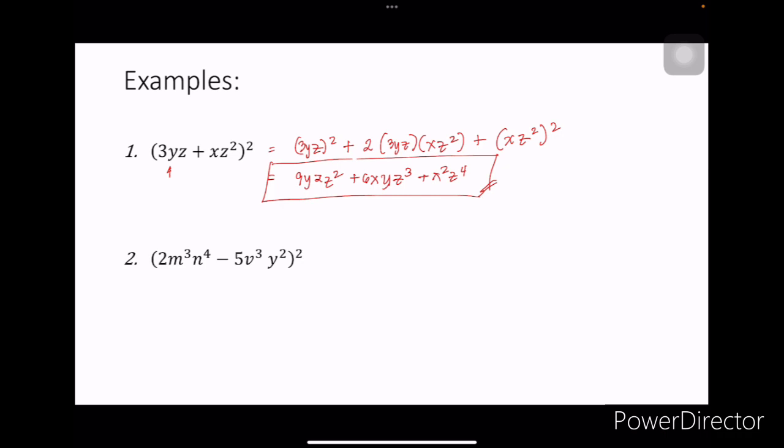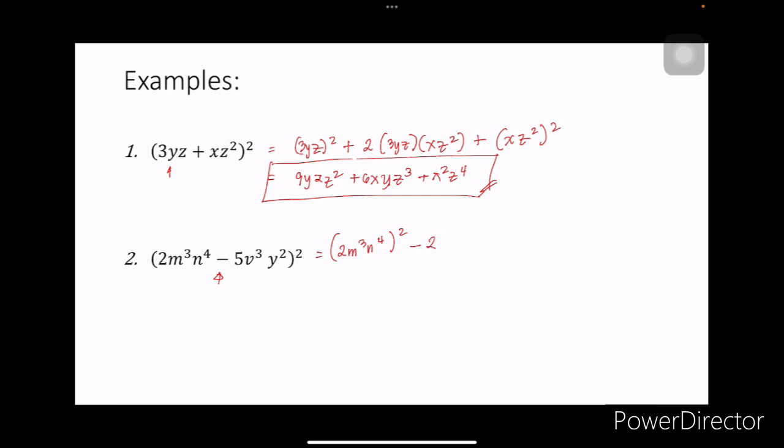Now let's have the second one. So as you can see in the second one, the binomial is raised to 2, so it falls to square of binomial. And squaring of binomial, you just again simply square the first term. So your first term is 2m cubed n to the fourth. So you will have 2m cubed n to the fourth, quantity raised to 2, since we need to square the first term. Because it's a minus sign, you need to write minus here.